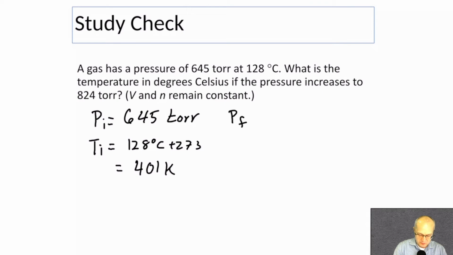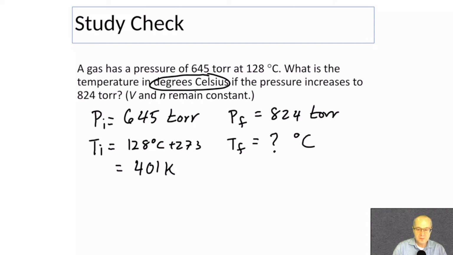Pf equals 824 torr. Tf equals, well, that's the question now, isn't it? And it also says in degrees Celsius. Let's be very careful there. A lot of times in questions like this, they will ask you to report your final temperature in degrees Celsius. And if you don't, you lose points, so be mindful of that.